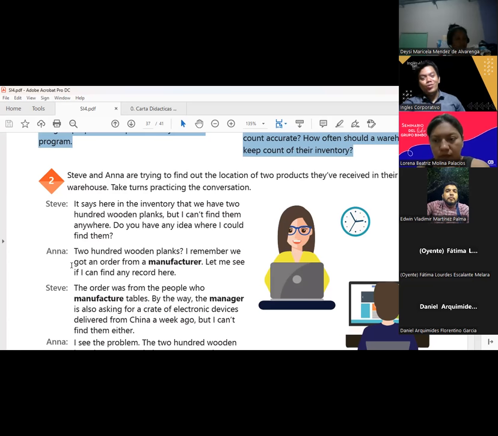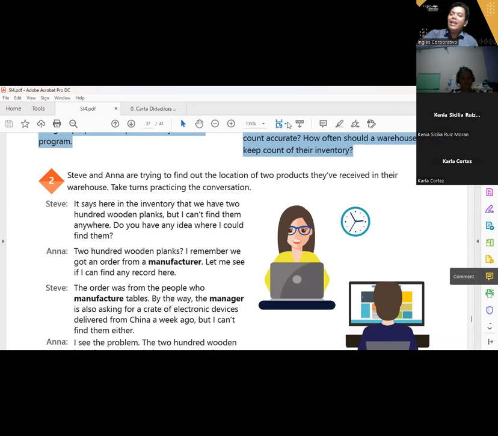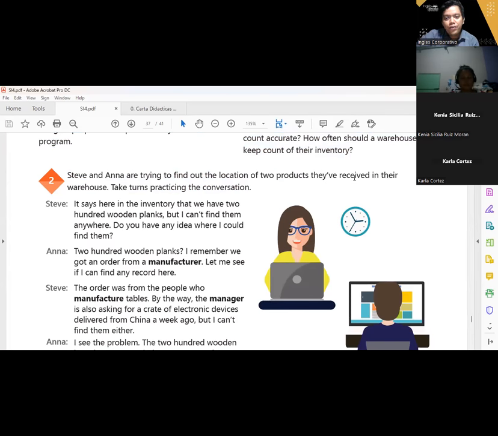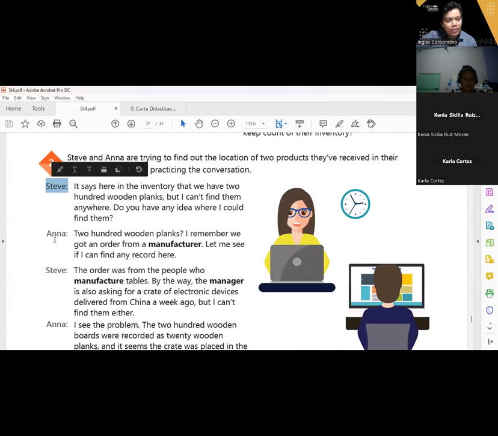Exactly. That's true. All right. Thank you for adding that, Kenya. That was a good example. Now, guys, let's jump into the conversation that we got in here. More people are getting connected. That's great. So we got more people to practice. It says in here, guys, Steve and Anna are trying to find out the location of two products they've received in their warehouse. Take turns and practice the conversation, it says. So we got Steve and we got Anna.